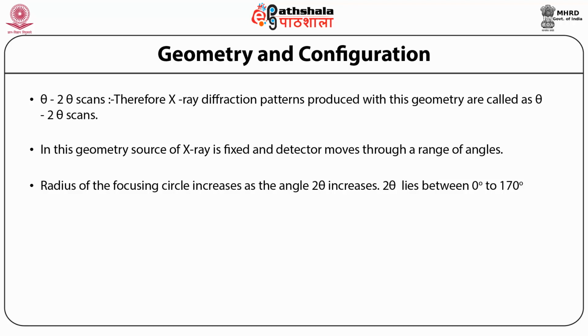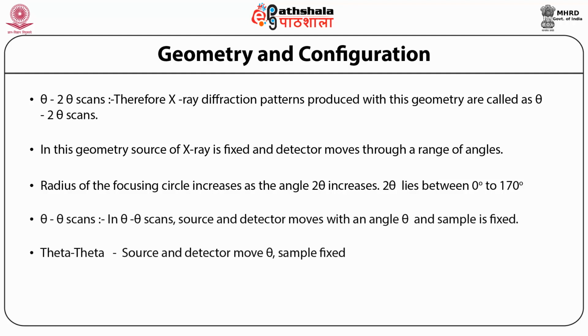In the geometry, both the detector and the X-ray source move in the vertical plane in opposite directions above the center of the specimen. So, there are basically two different configurations of the diffractometers. One is theta-theta, the other is theta to 2theta. In theta-theta, source and detector move theta while the sample remains fixed. In theta to 2theta, the sample moves theta and the detector 2theta, however, the source remains fixed.